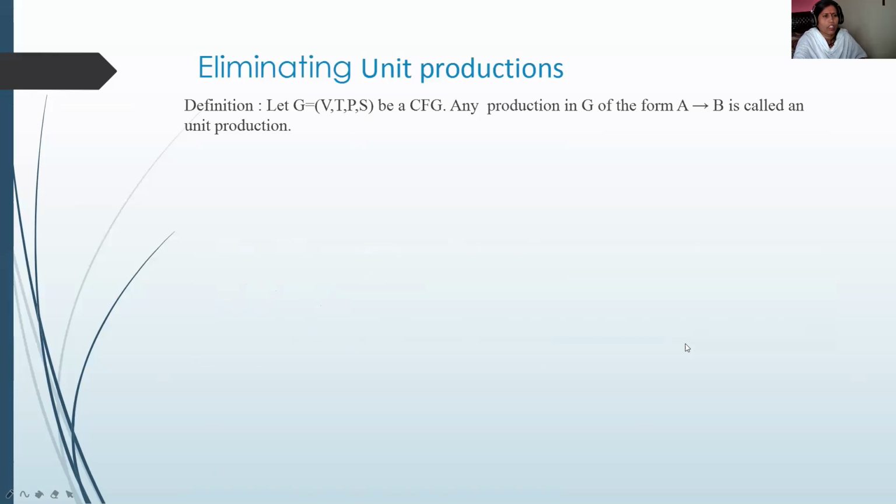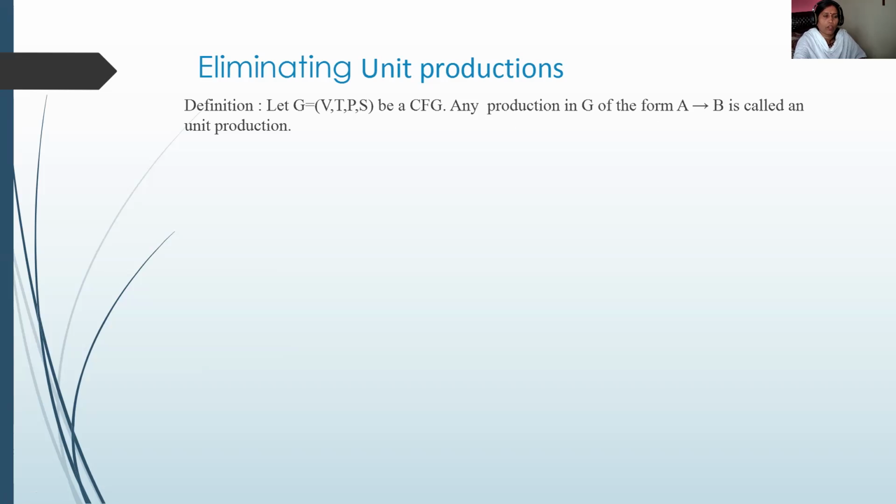If there is any production of the form a variable producing a single variable, then such a production is called a unit production. So how do we define it? Let G = (V, T, P, S) be a context-free grammar. Any production in G of the form A → B is called a unit production.